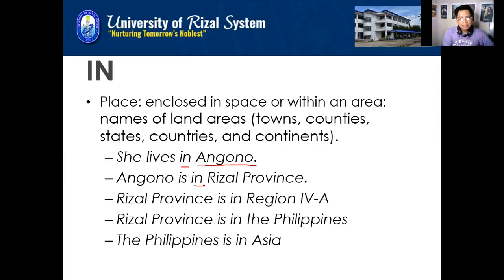Angono is in Rizal Province. Rizal Province is in Region 4A. Rizal Province is in the Philippines. The Philippines is in Asia. So you see? Because if it's a bigger place, then we are using in.